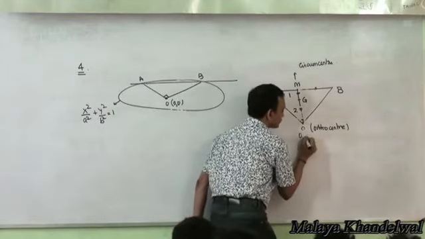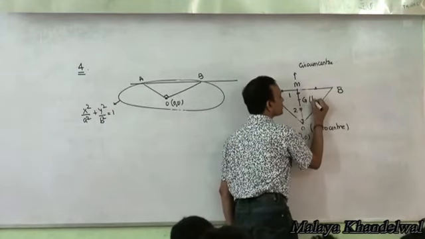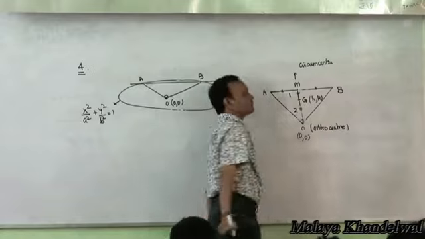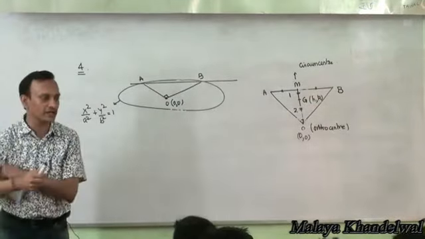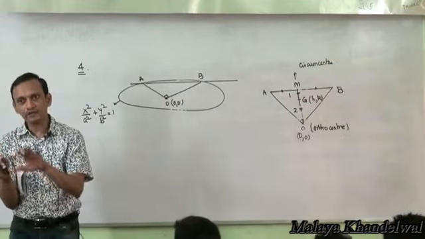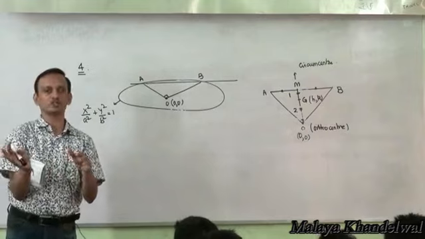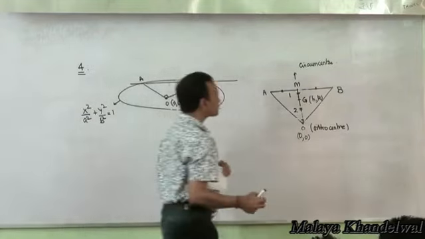This is 0, 0. Suppose the centroid is h, k. What we are seeking is the locus of the centroid. That means an algebraic relationship connecting h and k, and then we go on to generalize that, replace h by x and k by y. That will give me the locus of the centroid.